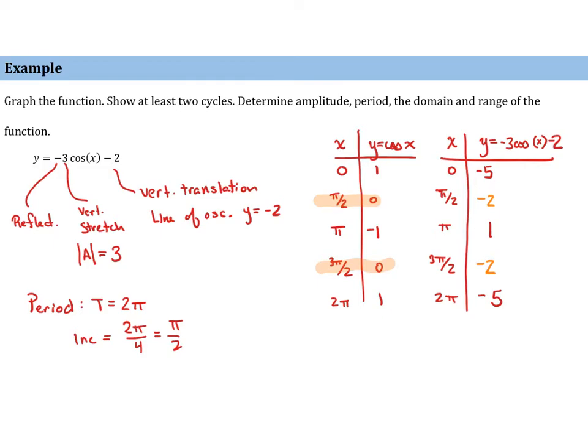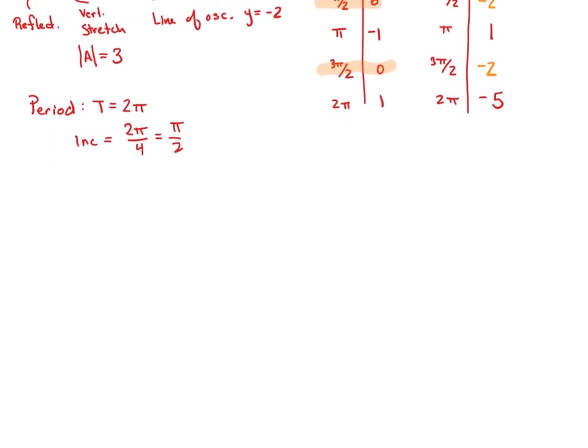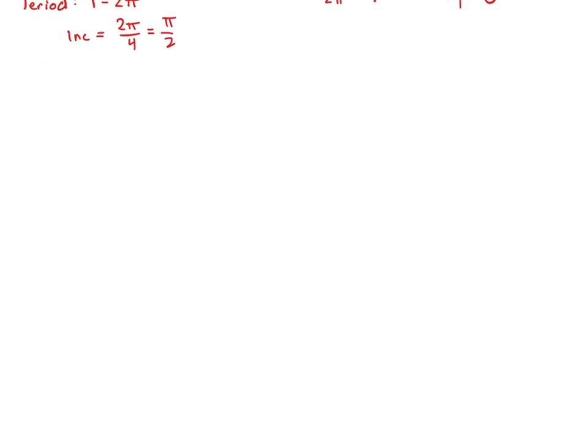So now let's go ahead and graph these points. Our beginning value was 0, and then we had an increment of pi over 2. So pi over 2, pi is 2 pi over 2, 3 pi over 2, 4 pi over 2, 5 pi over 2, 6 pi over 2, 7 pi over 2, 8 pi over 2. Find our y-axis.